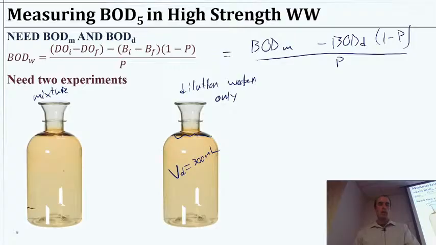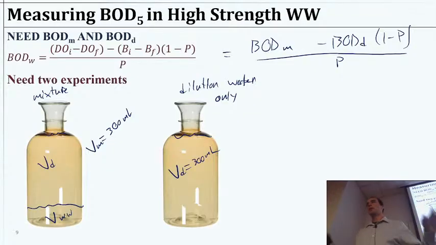Whereas in this one, we have some amount of wastewater and some amount of dilution water. And the V mixture of the two is equal to 300, typically 300 milliliters. I'm not planning to change that number, but theoretically you could put it in 200 milliliters or something.